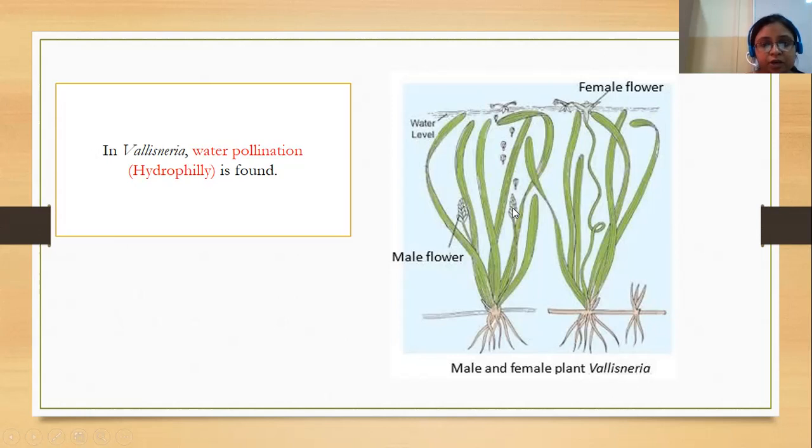Now, at the same time, the anthers will burst. They will release the pollen grains into the water. Now, with the help of the water current, they will be brought onto the surface of the water. These pollen grains will come in contact with the stigma of this female flower. There they will germinate. The male gamete will fuse with the egg that is present inside the ovule of this female flower. Now the fertilization will happen, and the fruit will be formed, the seed will be formed.